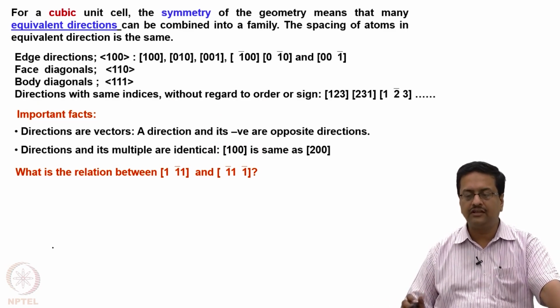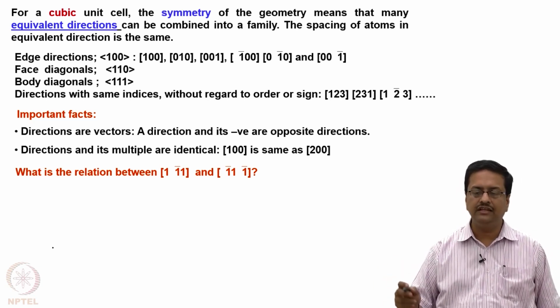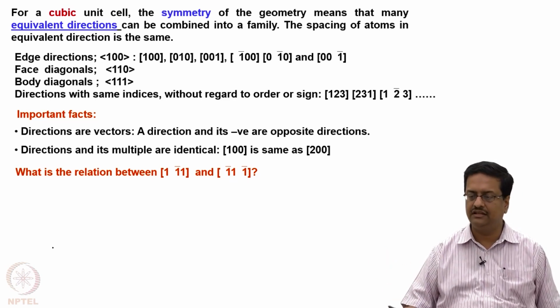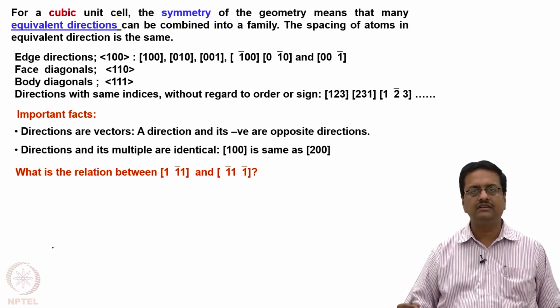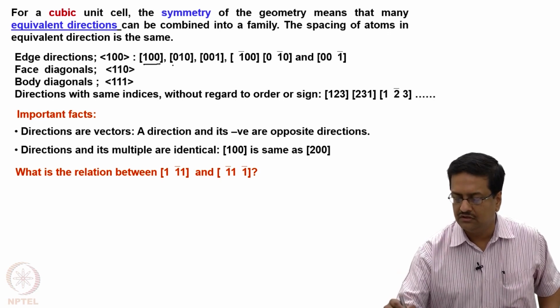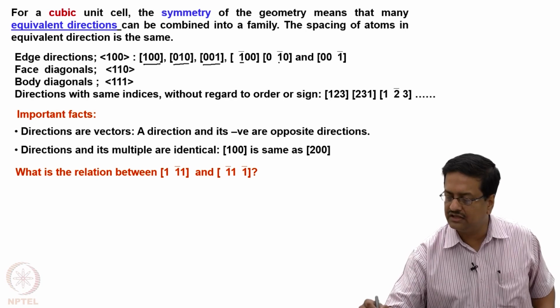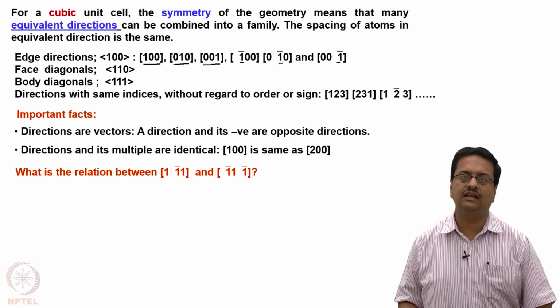So for a cubic unit cell, the symmetry of the geometry means that many equivalent directions can be combined into a family, as we have indicated. The spacing of atoms in those equivalent directions is the same. So when we say edge direction, we are talking about the directions [1 0 0], [0 1 0], [0 0 1] and all combinations with negative signs of 1. These are the directions along the edge.